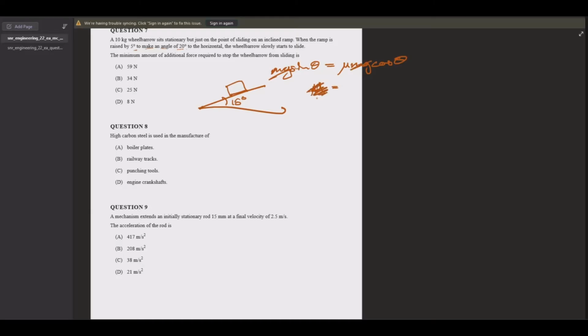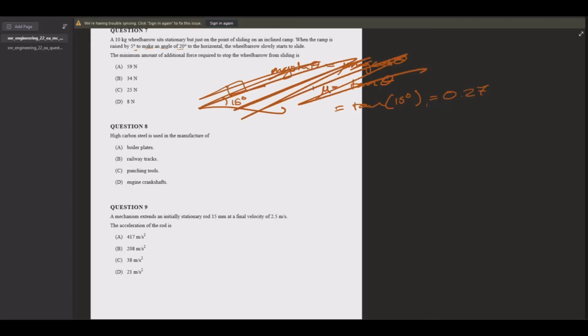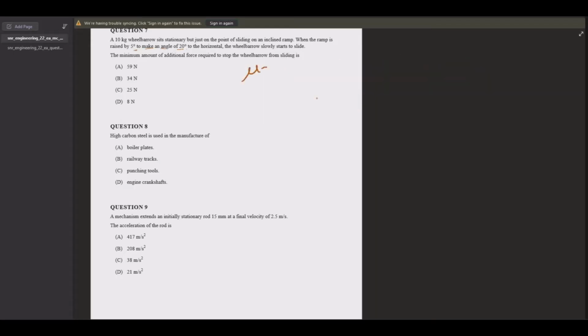So we can rearrange that, cross out mg, and we get mu is equal to tan theta. And that's going to be tan of 15 degrees. Chuck that in the calculator, and get 0.27. Alright, so let's delete all that. Mu equals 0.27.